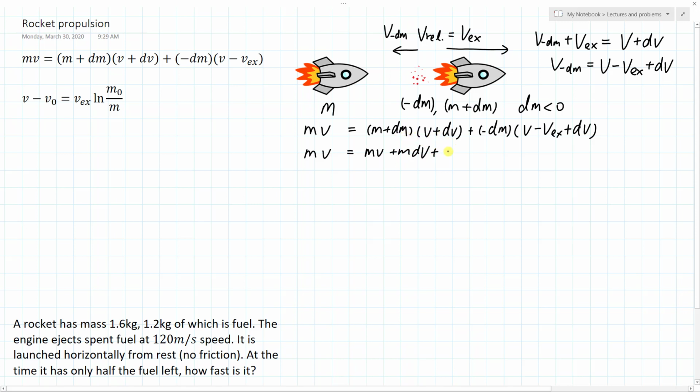Then we have m dv and v dm; we're used to writing v dm, with the differential quantity on the right side. Then dm dv plus dm dv, and so minus dm times v, so minus v dm. Minus minus, so we have a positive v exhaust dm. Then we have a minus dm dv. These two subtract each other out, and v dm minus v dm, so they're gone. And also dm times dv minus dm times dv.